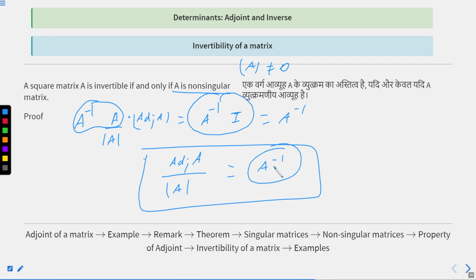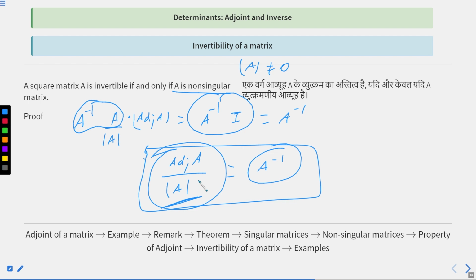Yes, this means that A inverse exists, and A inverse is the adjoint of A by determinant of A. And we all know that the inverse of A will be a unique matrix. There cannot be two different inverses of the same matrix, only one. So my inverse of A will be of this form. So this gives me that A is indeed invertible. Simple, clear?